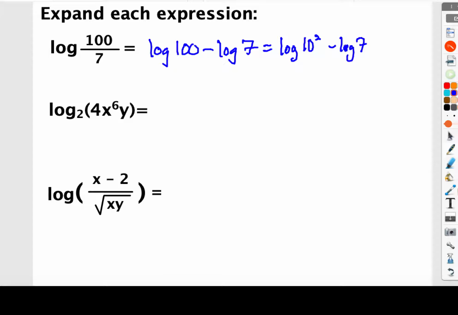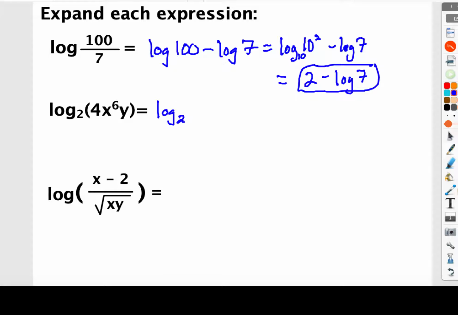And since these are common logs, they're log base 10s, well, log base 10 of 10 cancels away. Probably my best statement here is that log base 10 of 10 squared is really just 2, and I would subtract off whatever decimal value that log of 7 would be. But that's as expanded, without rounding off, as we can get. I would do the same thing down here with log base 2 of the stuff we have going on here.